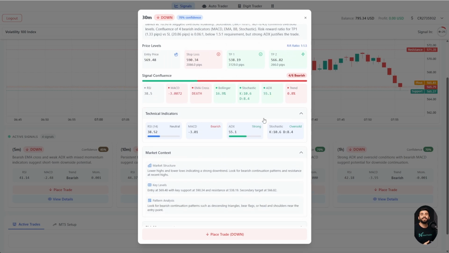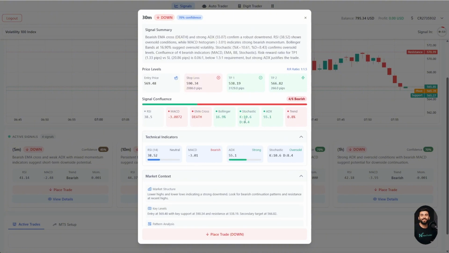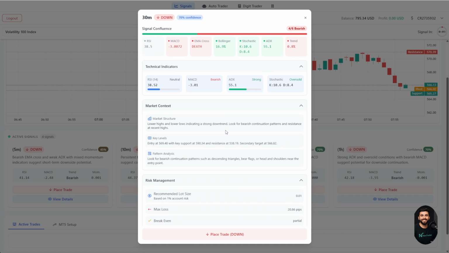Next is the confluence section. Here you can see exactly how many indicators are bullish versus bearish. Each indicator is listed individually with its current reading and its directional bias color-coded for quick reference. RSI, MACD, stochastic, ADX, EMA, Bollinger, and overall trend. You get full transparency on what is driving each signal.